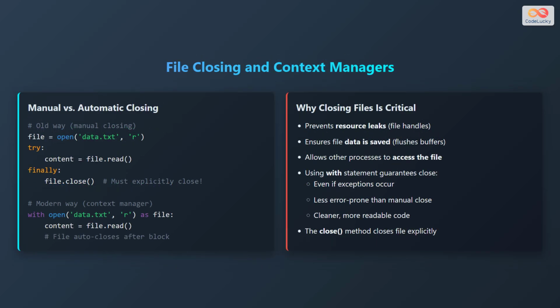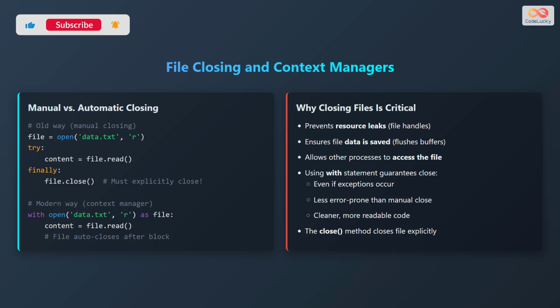In this video, we will see how to properly close files and why it's important. On the left, the old way of manually closing files is shown. You need to use a try finally block to ensure the file is closed, even if exceptions occur. The modern way is using a context manager with the with keyword. This ensures the file is automatically closed after the block.